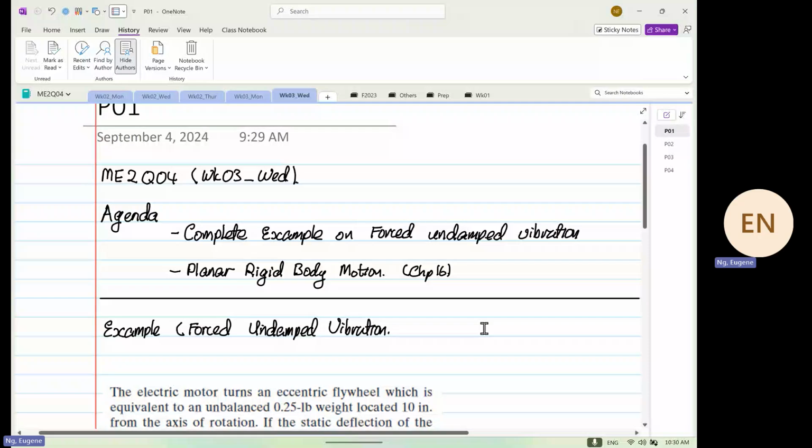Today we're going to complete the example of forced undamped vibration. This is probably the last 20 minutes on mechanical vibration. Then after that, we are going to go into planar rigid body motion.